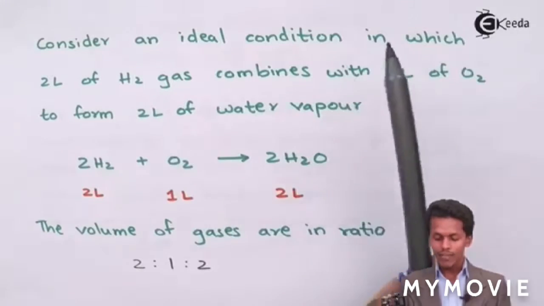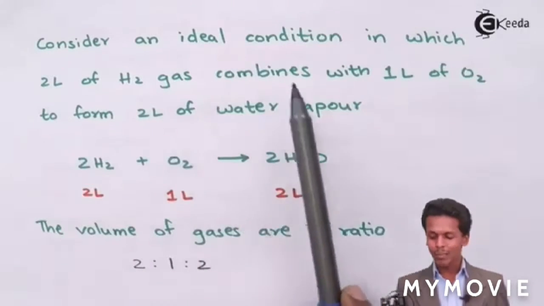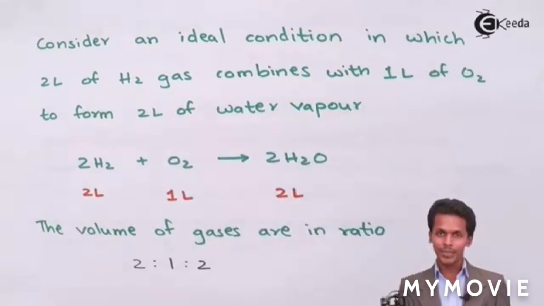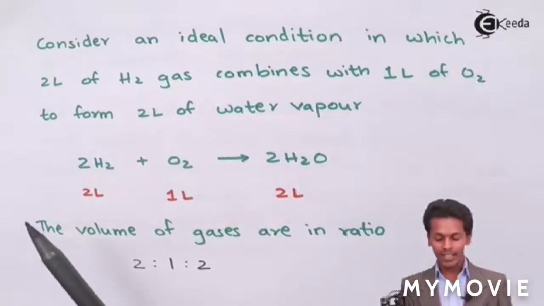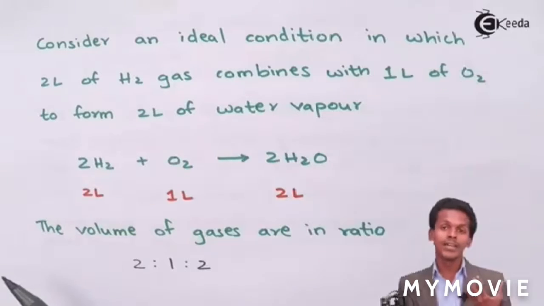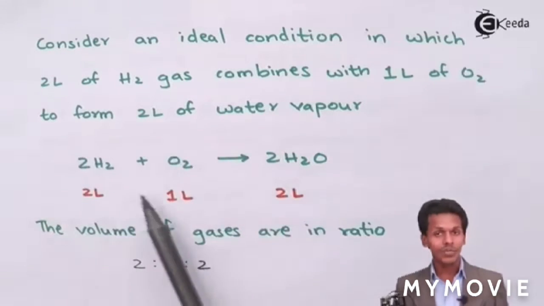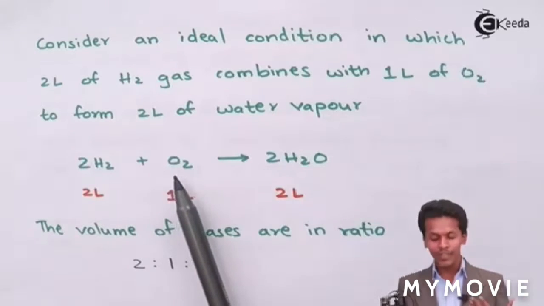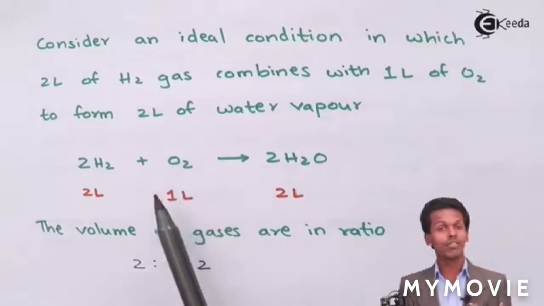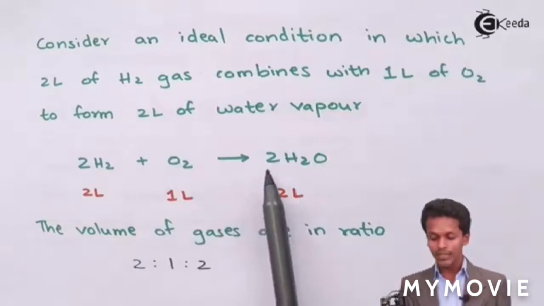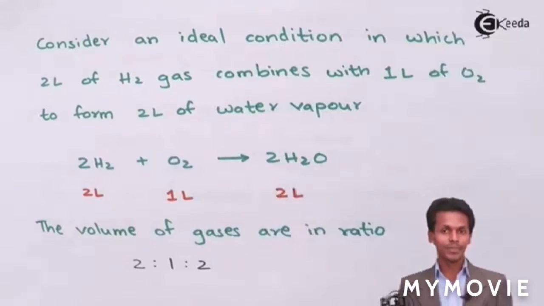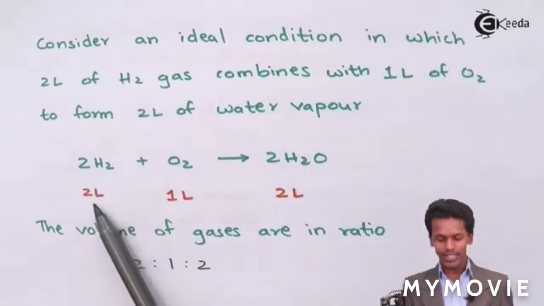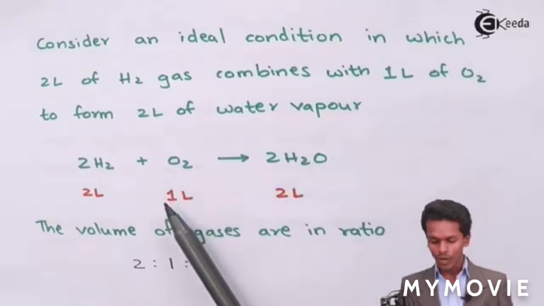In this reaction, 2 liters of H2 gas combine with 1 liter of oxygen so as to form 2 liters of water vapor. The reaction can be written in this way because I'm doing a combustion reaction, in which 2 moles of H2 are involved with 1 mole of oxygen molecule. It is not an atom, it is an oxygen molecule, so as to give 2 moles of H2O molecules. So in this case, as we have mentioned, 2 liters of hydrogen are involved as well as 1 liter of oxygen.